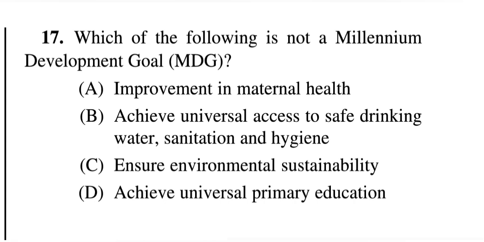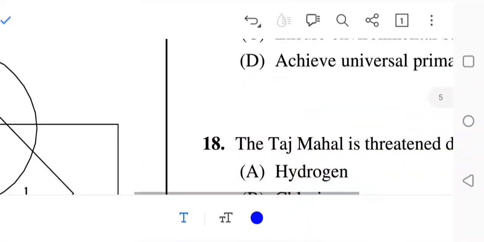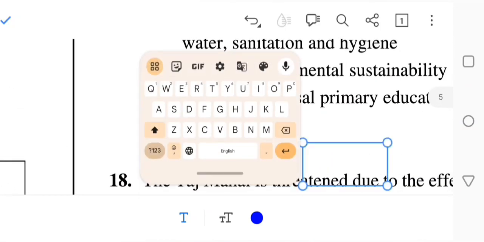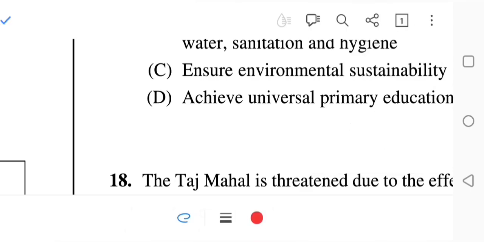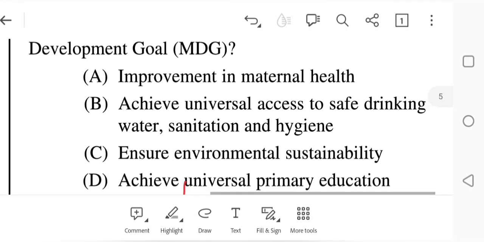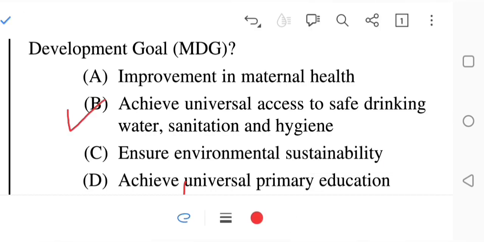So number 17's B, achieve universal access to safe drinking water, sanitation and hygiene, is not a Millennium Development Goal. So while reading the question, please be careful because there will be a very small word like not. This not can make you blind. Therefore, you have to be very pragmatic and very attentive. Number B is the correct answer. Let me mark it correct.